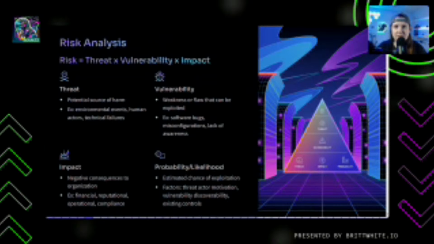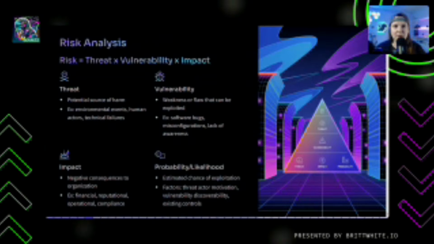This is often expressed as a percentage or a value like high, medium, or low. The probability of a vulnerability being exploited depends on factors like the threat actor's motivation, their capabilities, the discoverability of the vulnerability, and the presence of existing security controls. For instance, a publicly known, easily exploitable vulnerability in widely used software will have a higher probability of exploitation compared to a very obscure vulnerability in a niche system with strong existing security controls.